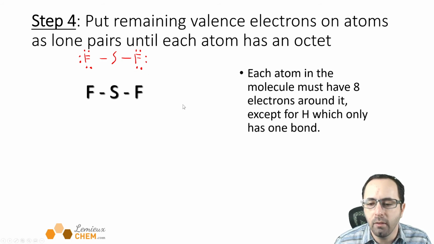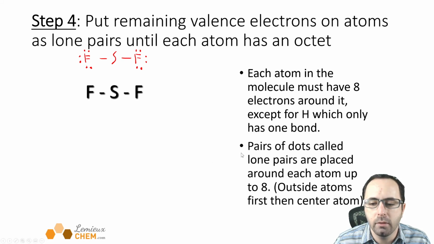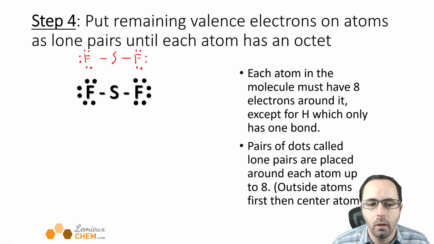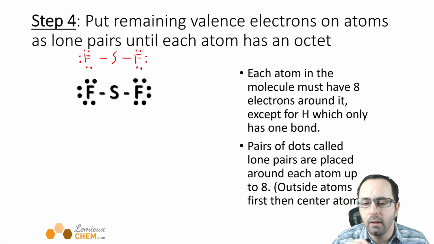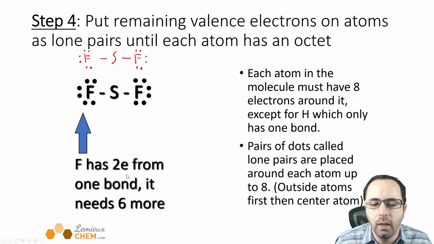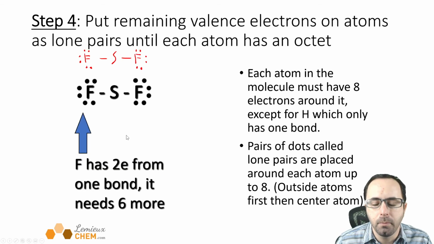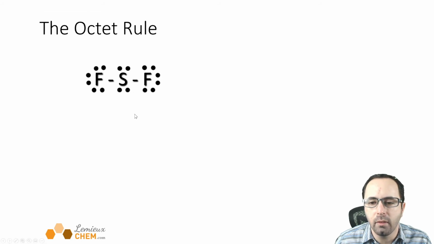So each atom must have 8 electrons around it except for hydrogen, which only has 1 bond. And the pairs of dots are called lone pairs. We do the outside atoms first and then the center, just like we did here. And so now we've got electrons on the outside atoms. And so fluorine has 2 electrons from 1 bond. It needs 6 more, so we put the 6 as dots there. Now, finally, we're going to put the last 2 on the middle, and it will look like this.